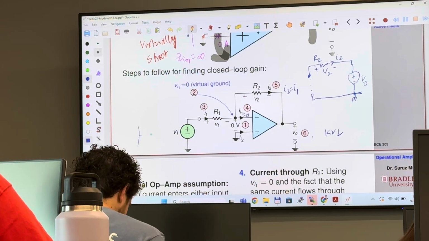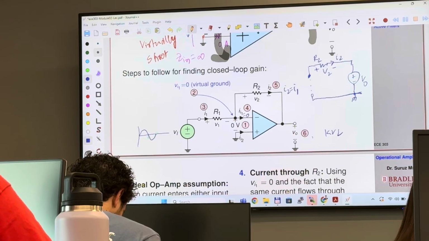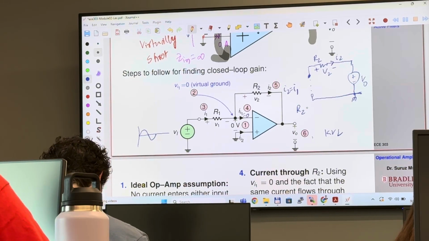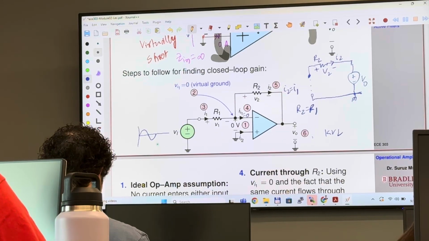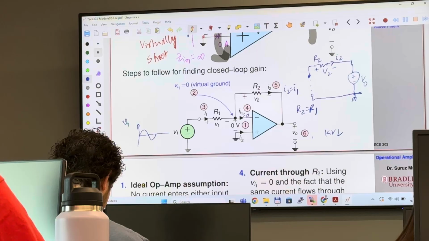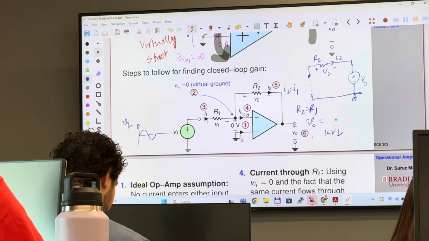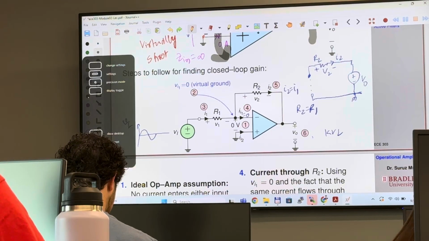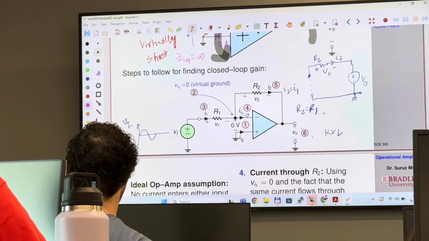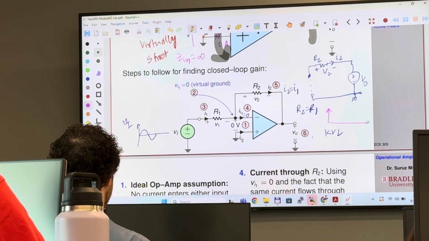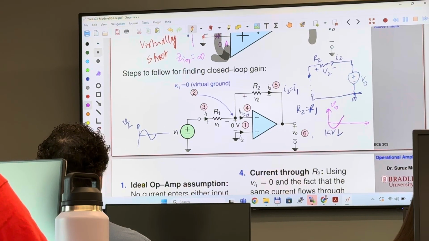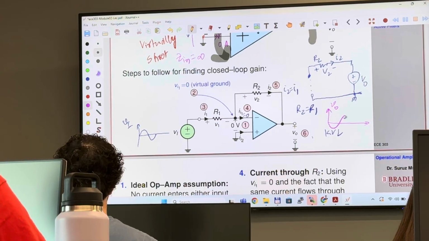So if your input is a sinusoidal signal like that, and let's say R2 equals R1. So if this is input Vi, the output is going to be V out. So it is going positive here, it's going to come here negative. See that? So output will be like this.